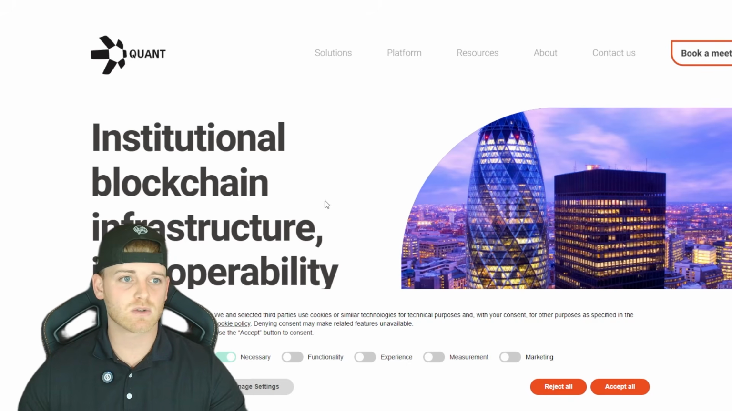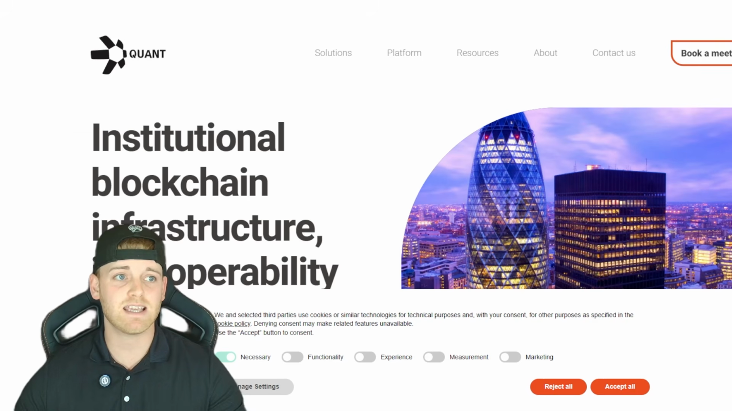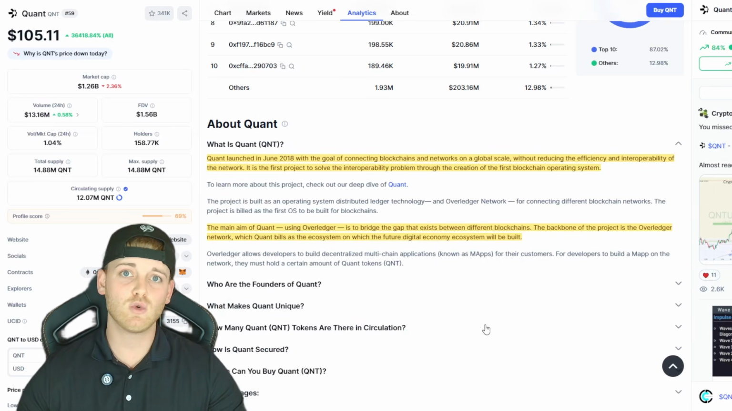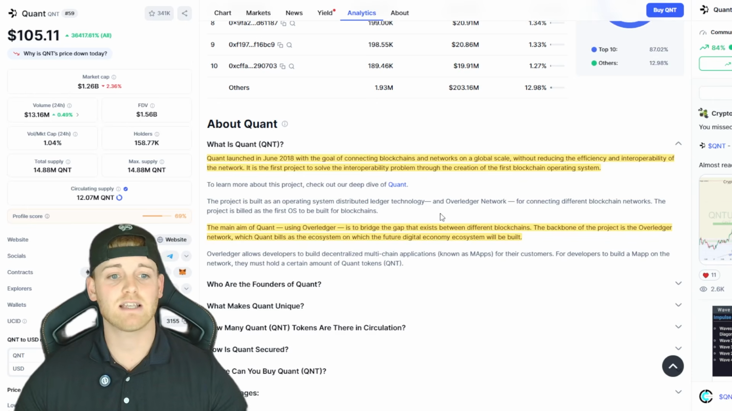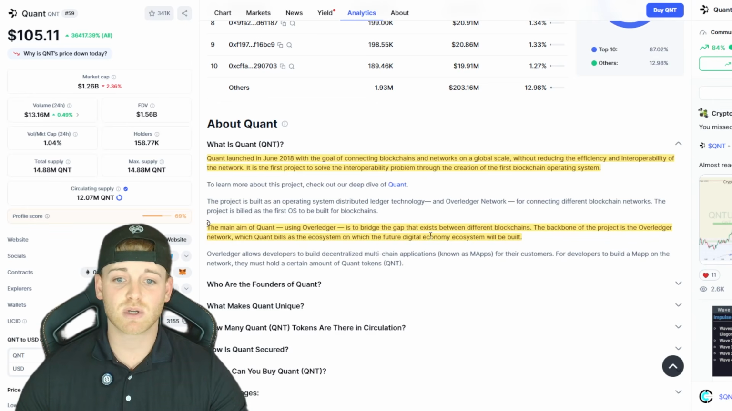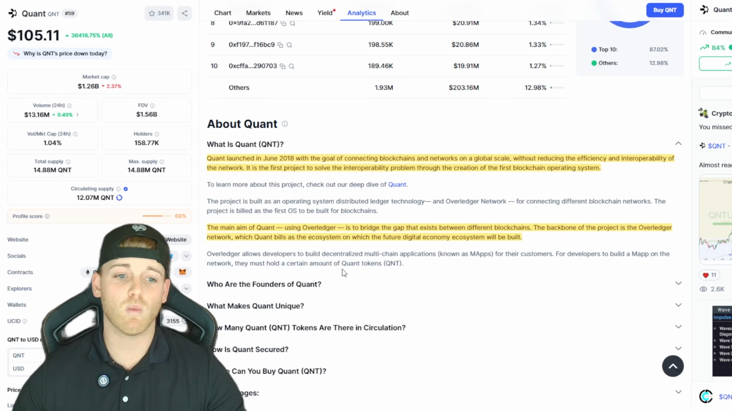So starting off with the fundamentals, let's get straight into Quant here. Quant is an institutional blockchain infrastructure for interoperability. Now what that means is it's basically claiming to be the official bridge of all blockchains. It's an operating system built to connect all blockchains together on a massive global scale on their network. The aim of Quant using Overledger is to bridge the gap that exists between different blockchains. The backbone of the project is the Overledger network, which Quant builds as the ecosystem on which the future digital economy ecosystem will be built.